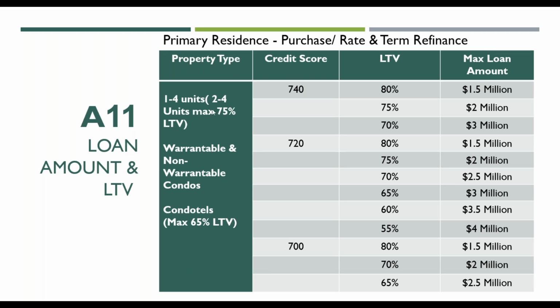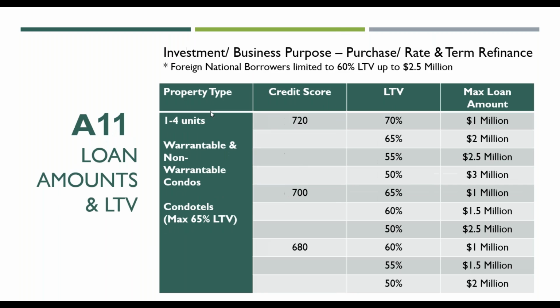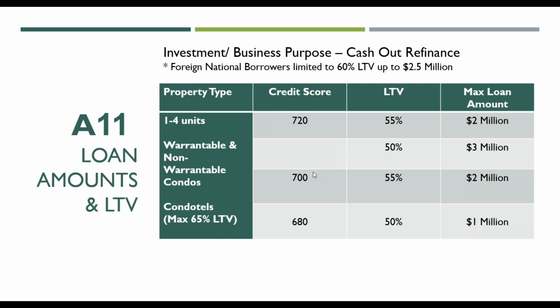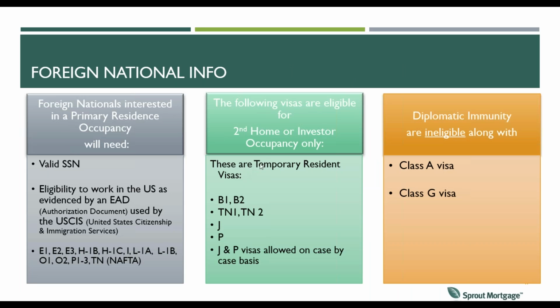So once again, here are all your matrices for your primary, for cash out, your second home, and investor. So it's pretty cool that you could actually buy an investment property using assets in the bank. And that would happen if, say, your property didn't cash flow and you needed to qualify for them. So foreign national, I brought up, we have 3 products. The A11, the one I just went through, is one of those foreign national. Also the jumbo and our investor debt service coverage you can do foreign nationals on.